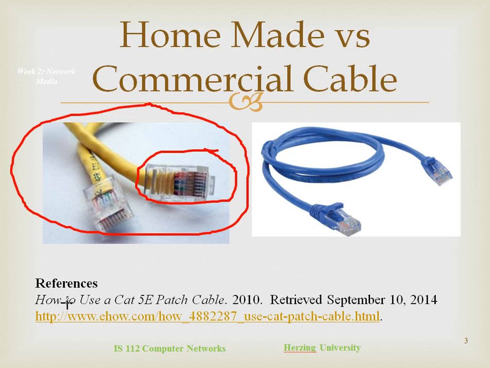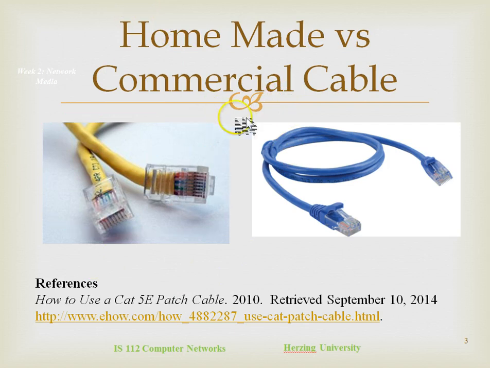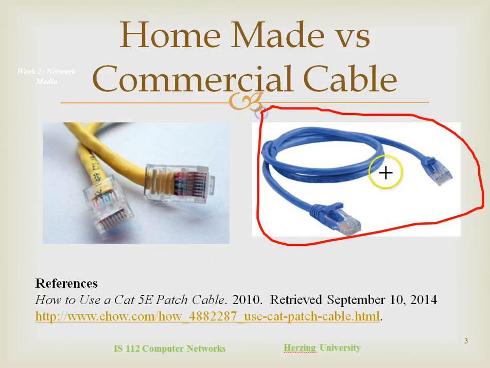Where would you use store-bought Cat network cabling? Right here is an example of store-bought. You see the molded ends right at the end here. And where would you use this? Store-bought wiring is commonly used as patch cables. For example, you may use it to connect a PC to a wall jack, or you can use it to connect a patch panel port to a switch.